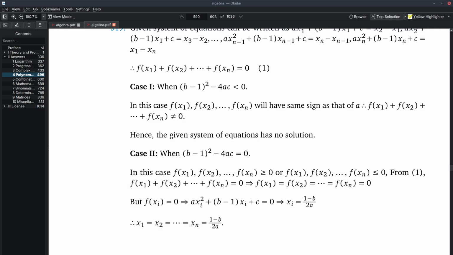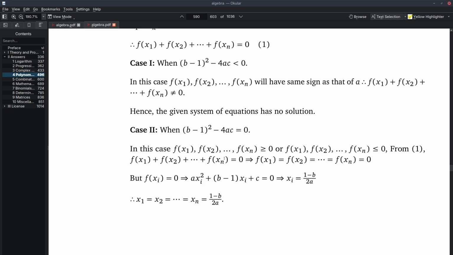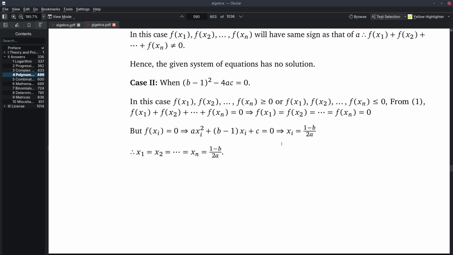When b minus 1 whole squared minus 4ac is equal to 0, all the expressions on the left hand side would be greater than or equal to 0, or less than or equal to 0. So from our equation, the sum would be equal to 0. That means f of x1, f of x2, all will have to be 0. That means if we take the ith line, then a xi squared plus (b minus 1) xi plus c is equal to 0. So xi is (1 minus b) by 2a. So all of them will have the same root.